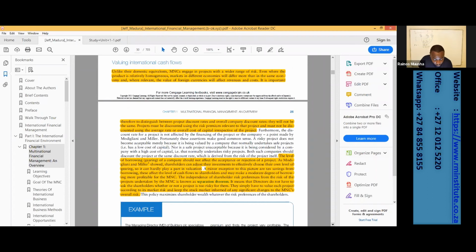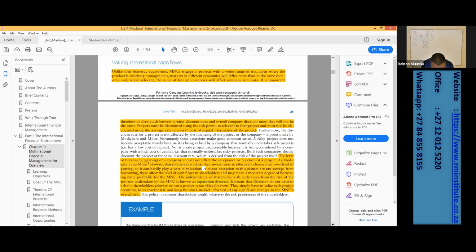So the choice of exactly how much to borrow, the level of borrowing, is going to be different from one company to another, because remember, it depends on exactly what the cost of capital of that company is going to be.